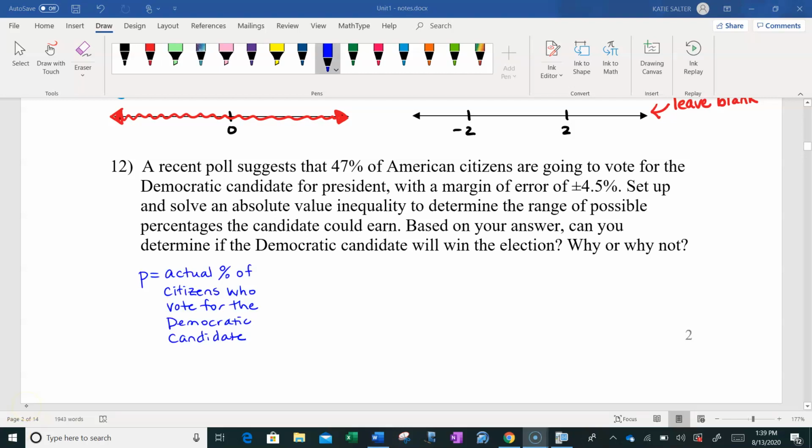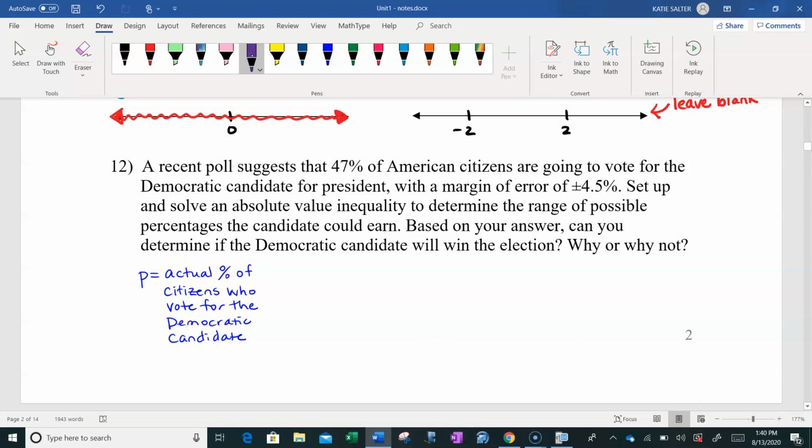All right, so whenever we are doing a word problem or modeling, the first step is always to define your variable. So in this case, P, I'm going to use P for percentage, is the actual percent of citizens who vote for the Democratic candidate. All right, but of course in this recent poll, it shows that 47% are going to vote for this candidate. Well, because there's a margin of error, because we know statistics is not perfect, and if you take AP statistics, you'll learn all about margin of error, they could be off as much as 4.5%.